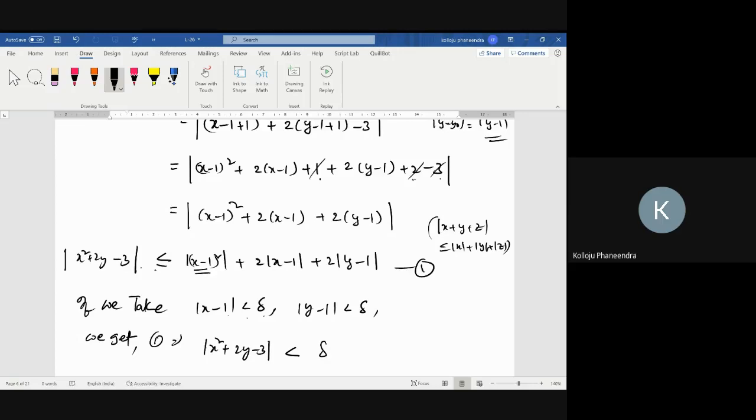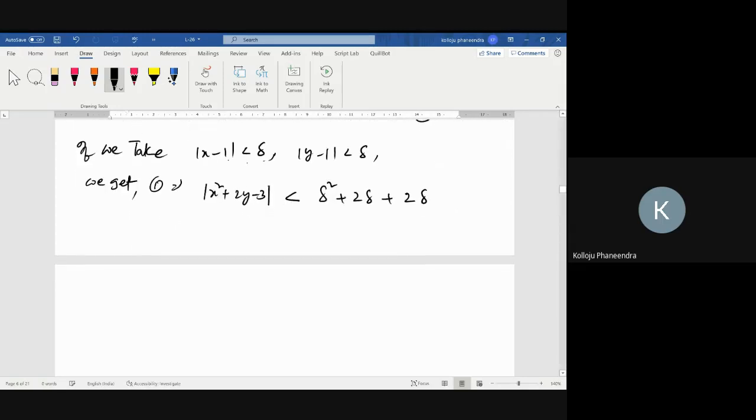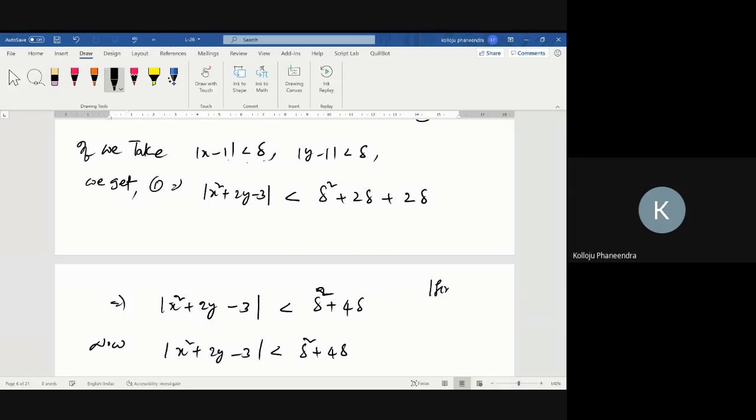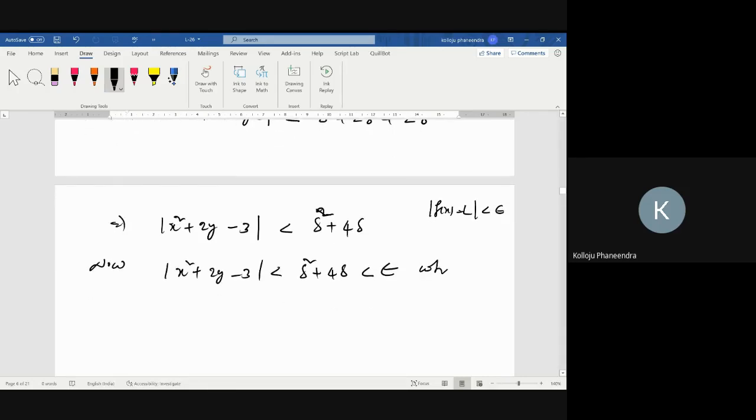X minus 1 less than delta means delta square here. Here you will get 2 delta, and here also you will get 2 delta. So totally, mod x square plus 2y minus 3 is less than delta square plus 4 delta. Now mod x square plus 2y minus 3, which is actually mod f(x) minus L, is less than epsilon. Therefore, you take it less than epsilon, which is satisfied when delta square plus 4 delta is less than epsilon.